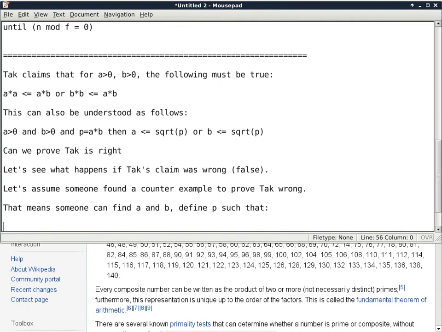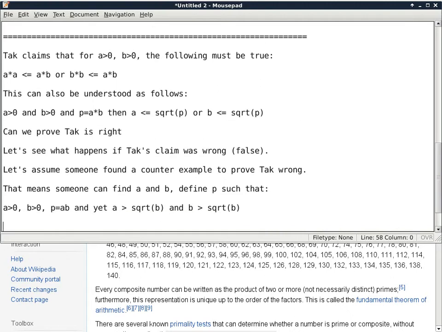Okay, there we go. A is greater than 0, B is greater than 0, P is still defined to be A times B, and yet A is greater than or equal to the square root of B, and B is greater than or equal to the square root of B. In fact, nope, I have to use greater than, because that's the negation of less than or equal to.